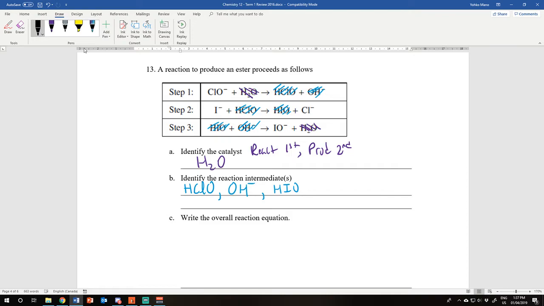So there you go. The overall reaction equation will be whatever is left over on the reactant side turning into whatever is left over on the product side. There we go. All right.